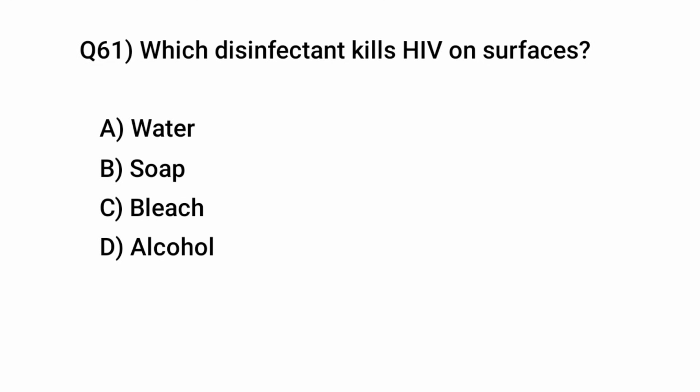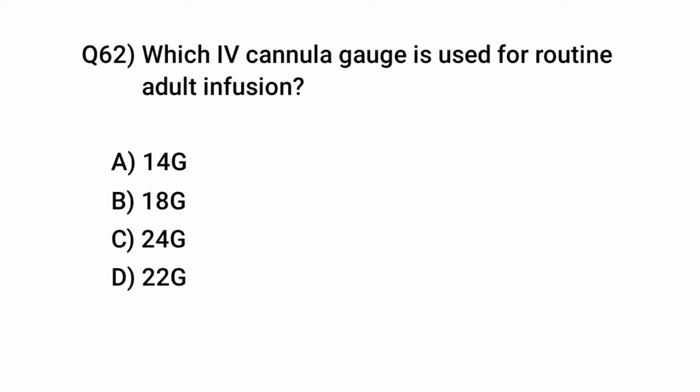Question number 61. Which disinfectant kills HIV on surfaces? Correct option is C. Bleach. Question number 62. Which IV cannula gauge is used for routine adult infusion? Correct option is B. 18 gauge.